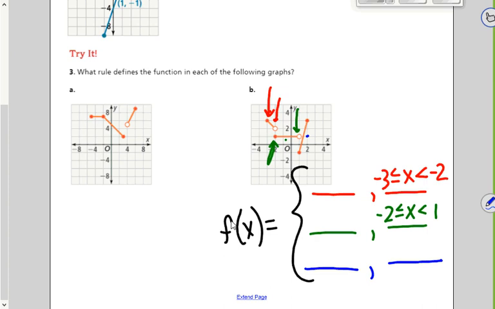And for the final piece, which we will call the blue piece, goes from an x value of 1 to 2. So those are the domains.